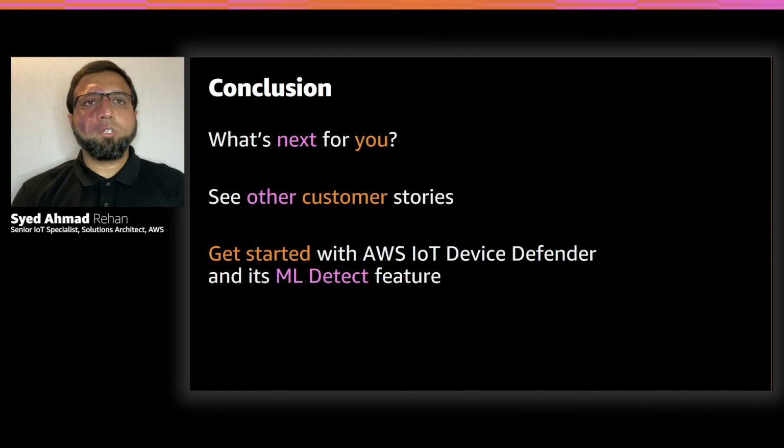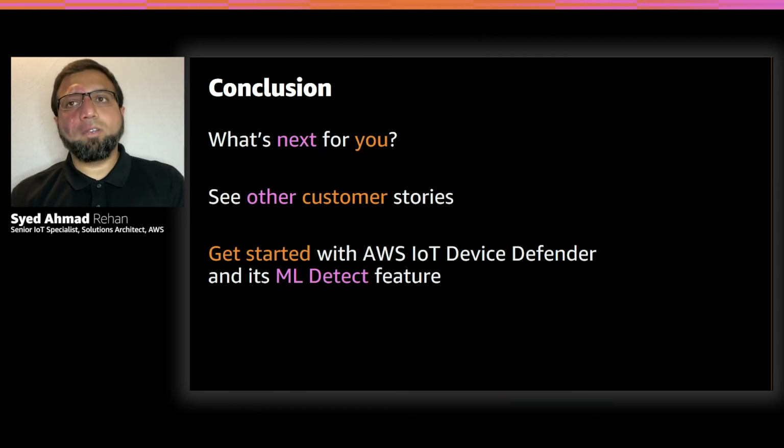Thank you, Jay. So with that, let's see what AWS IoT can do for you. With the slide deck we have for this presentation, please go through and see how our other customers are enriching their IoT devices using our platform. Also go and have a look at the learning materials we have provided in this slide deck. There are plenty of links for you to get going and get started with AWS IoT and the AWS IoT Device Defender ML Detect feature.